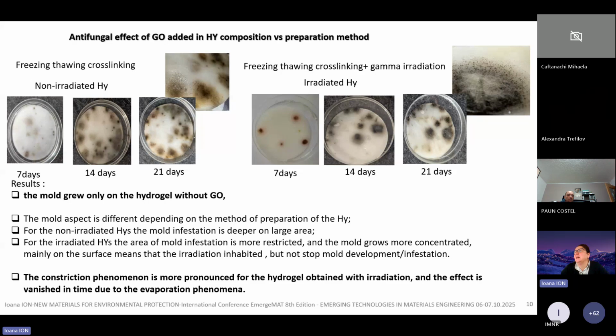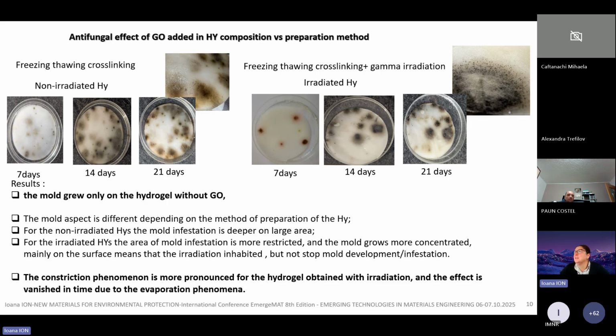The antifungal effect of the hydrogel added in the composition of the prepared samples is presented in this picture. On the left is the non-irradiated hydrogel, and on the right the irradiated hydrogel. In this way, we can see more clearly the effect of irradiation.